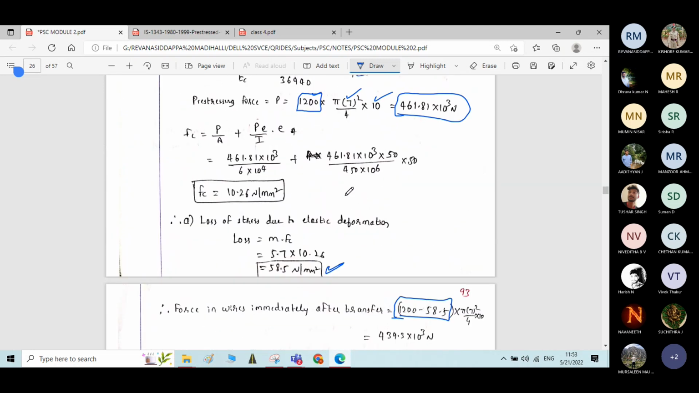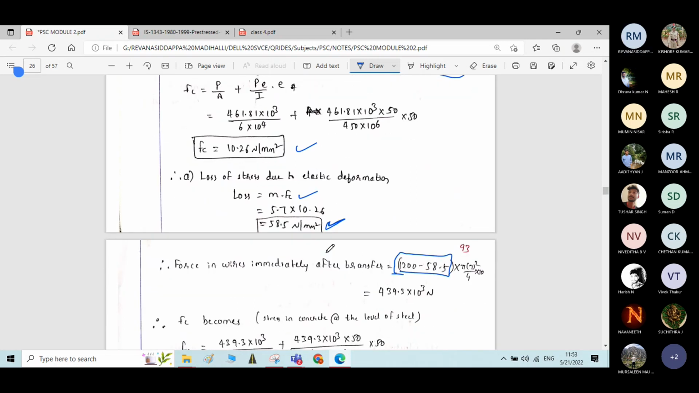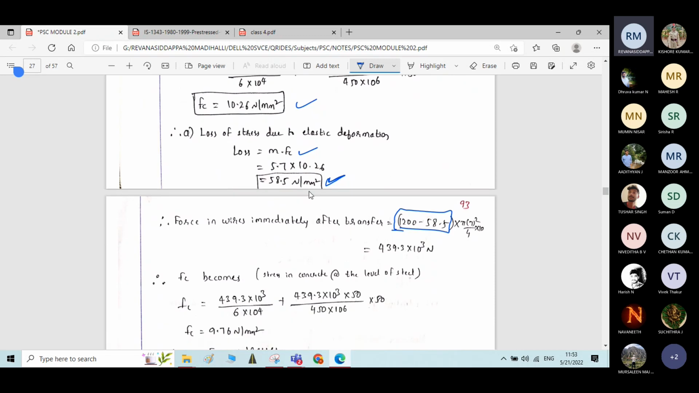Now eccentricity I have substituted as 50. Finally, I got the fc value. Therefore, loss due to elastic deformation is m into fc, modular ratio into fc, and I got this loss due to elastic deformation. Now he says to allow the loss due to elastic deformation, which means that you need to deduct this loss from the initial pre-stress. 1200 is the initial pre-stress, and in that, the loss due to elastic deformation is 58.5.